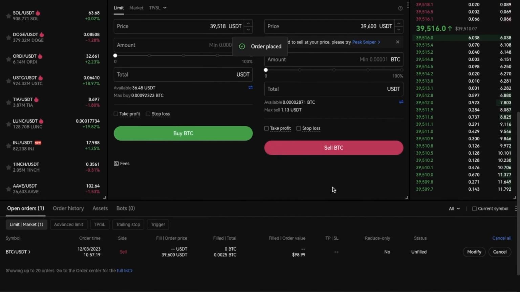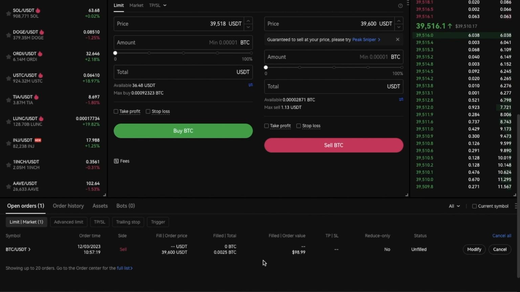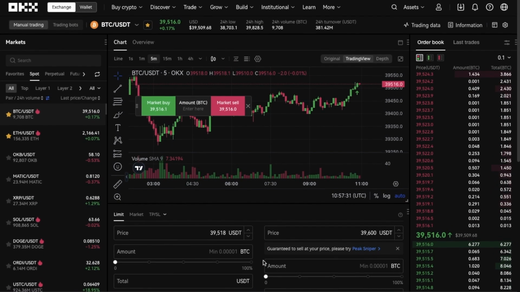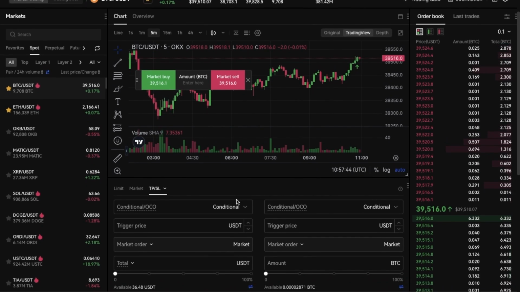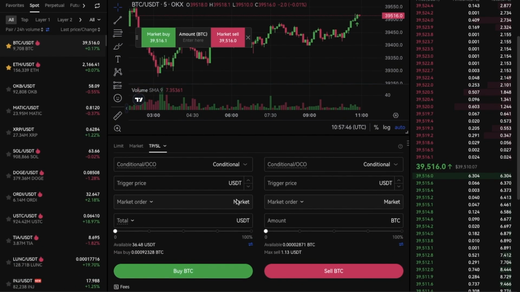Now, whilst we wait for the market to hopefully reach that value, I'm going to quickly take you through what the TPSL order type is and how it works. So with take profit and stop loss, it's a two-step process. First, you set a trigger price, which will then trigger your market order.